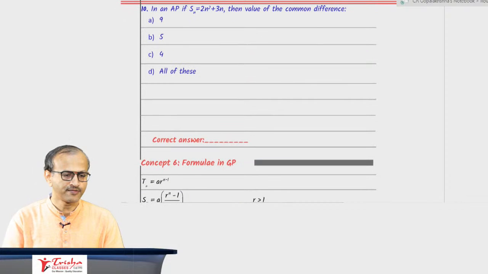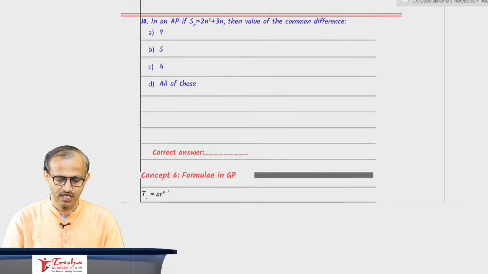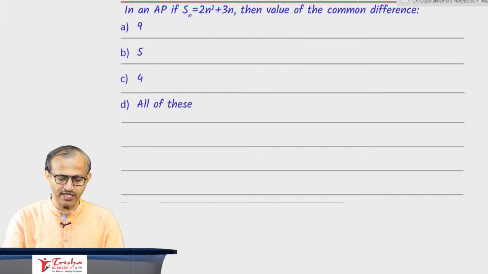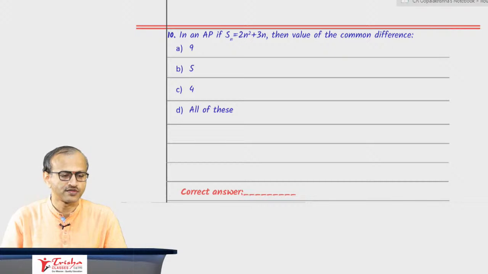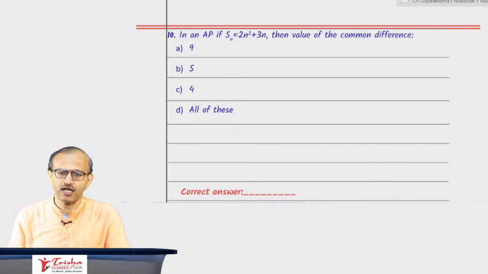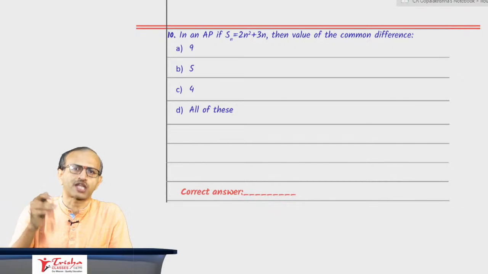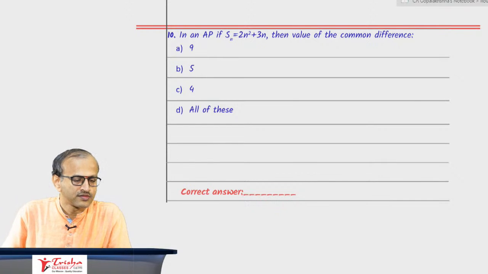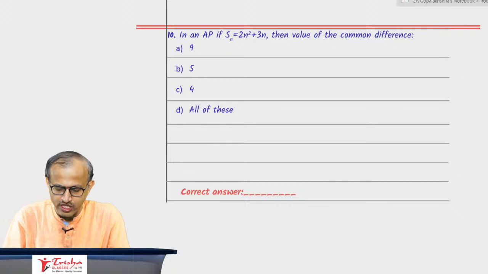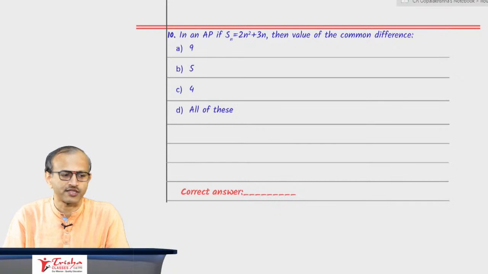Shall we go further? One small problem that completes AP, then I will go for one puzzle for all of you. That calculator method takes little more time because every time you have to work it out and decide. Go for 10th question.